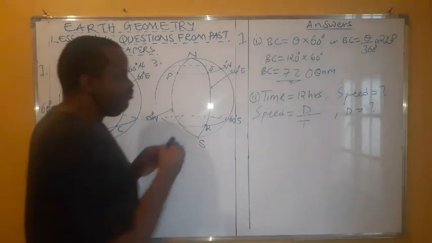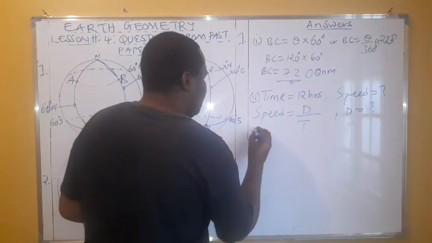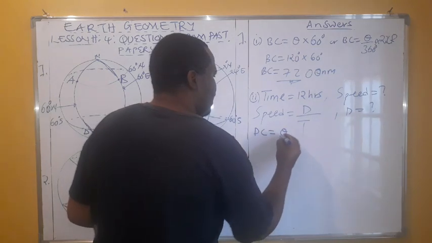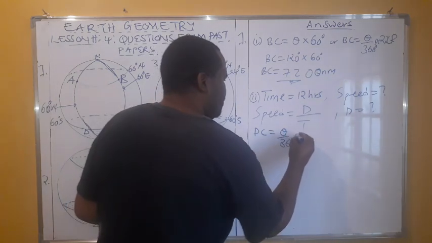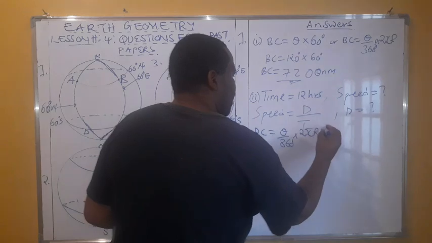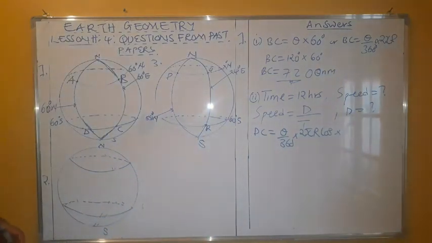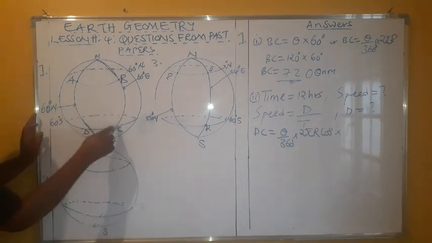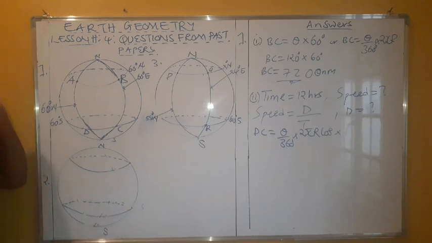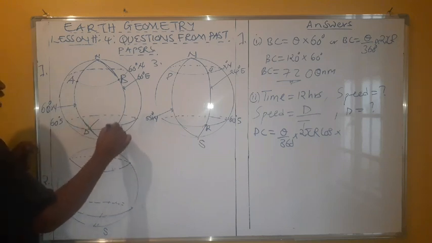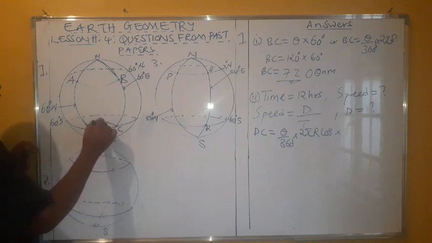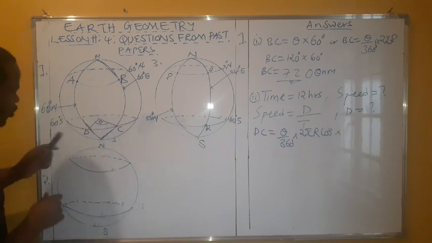So you're going to say distance between DC is equal to theta over 360 times 2 pi r cos x. Or you can use the other notation, but it's fine even that one. That's the formula we are going to use to find the distance, because for you to find the speed, distance and time should be found. So now, what is our theta there? Our theta is the angular difference here. The difference in longitude between D and what?